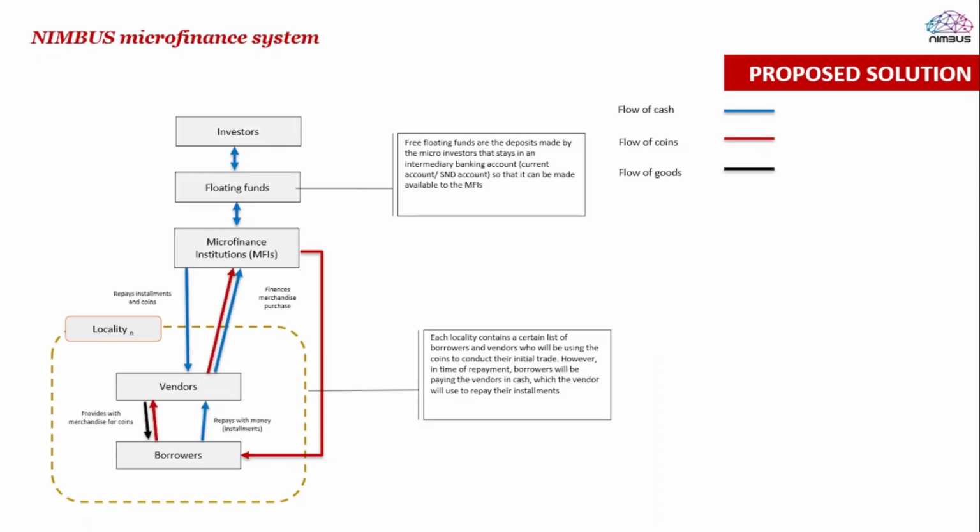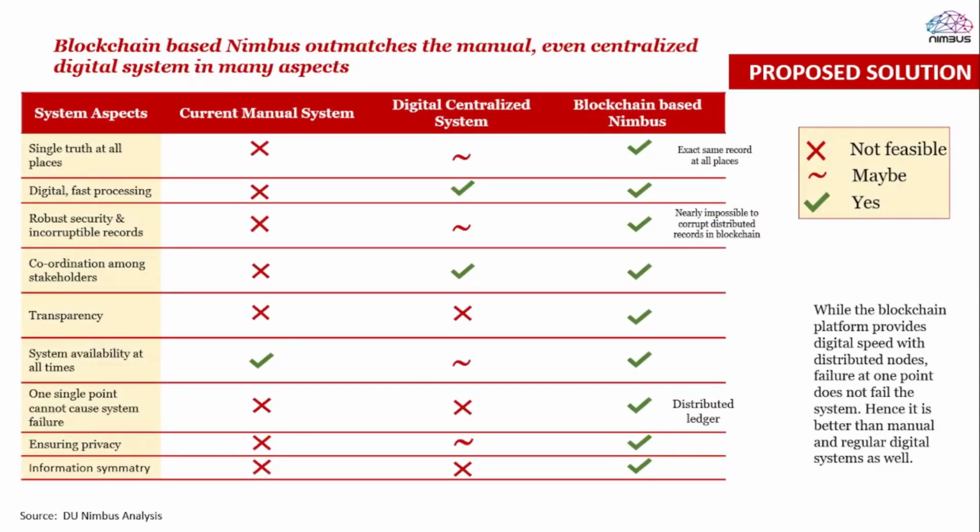Here, the initial cash comes from the free-floating funds deposited by the micro-investors. Funds are allocated to MFIs to be used in their projects. The cash is distributed to vendors from each locality. The MFIs disburse digital tokens to its borrowers to buy products from selected vendors. The borrower repays the vendor in cash in installments. The cash is finally received by the investor along with the profit in a similar manner in which the cash flow occurred previously.